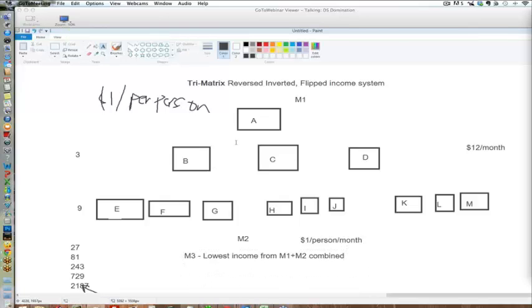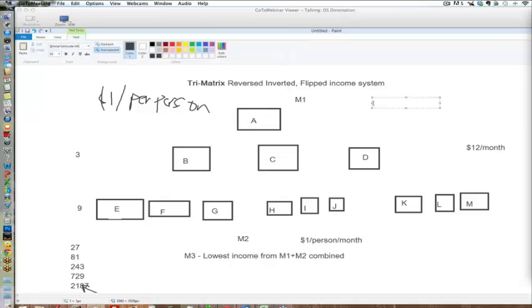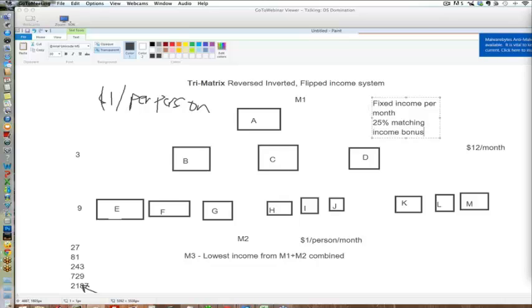Now, the obvious question becomes, what does A then get for referring B? Okay, here's what A gets for referring B. A gets a fixed income per month, just like in DSD. When you refer somebody in DSD, you get a fixed income per month for having referred them. So fixed income per month is the first thing that A is going to get on B. And then also, A will also receive 25% matching income bonus. So whatever B makes, A is going to get a 25% matching bonus. And then he's going to get 10% on the next level, and he's going to get 5% on the next level.